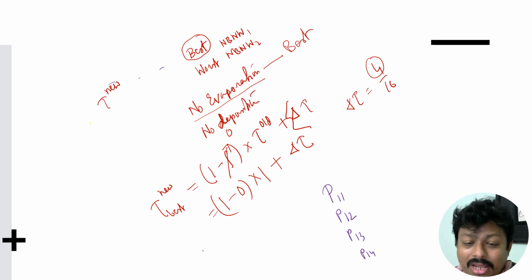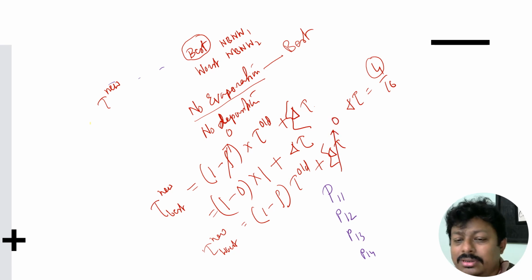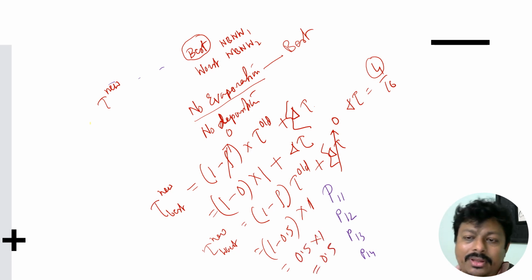Similarly we will calculate a tau new for the worst path, where evaporation happens, right? But deposition doesn't happen, so del tau is 0. So 1 minus rho means 1 minus 0.5, multiplied by tau, which for the first iteration was 1. So 0.5 into 1, this will become 0.5.